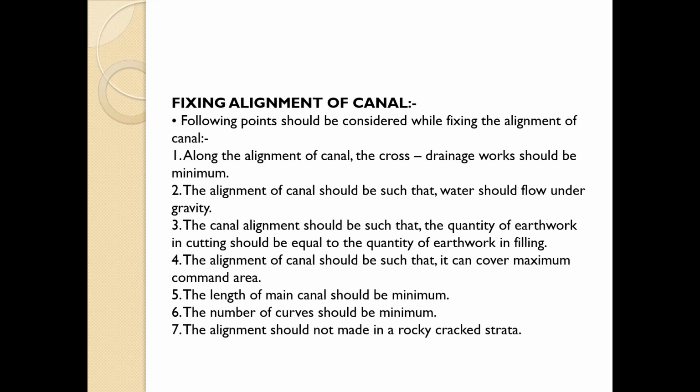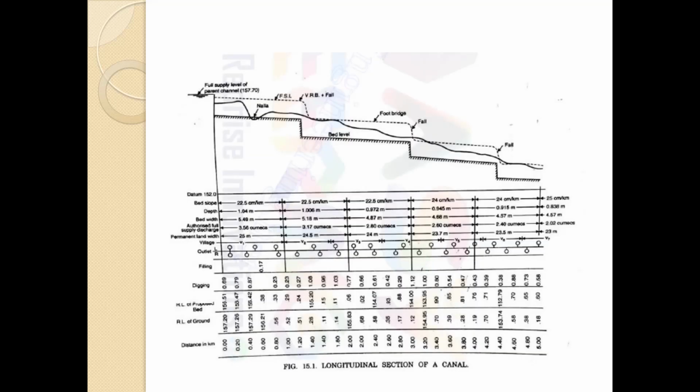Then the alignment of the canal should be such that it can cover the maximum command area. Then the length of the main canal should be minimum. The number of curves should be minimum, because of curves there are erosion problems and also a reduction in the water velocity. Then the alignment should not be made in rocky, cracked strata, because the losses due to seepage are more in that particular strata. So here you can see this is a longitudinal section of the canal.